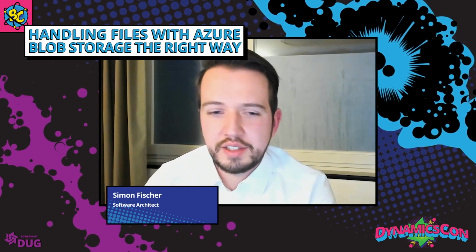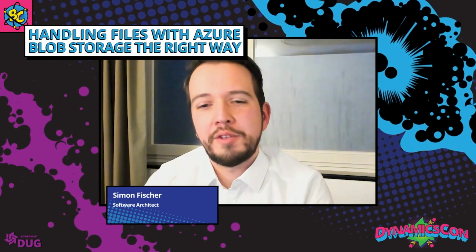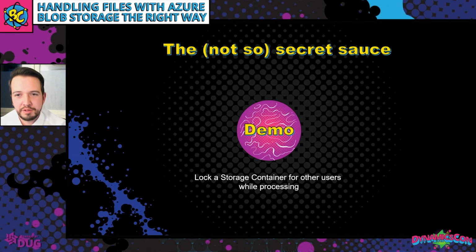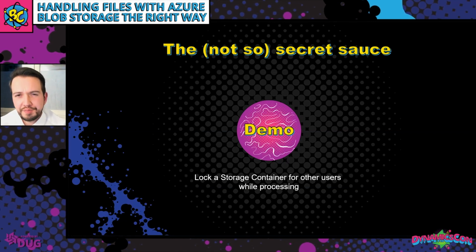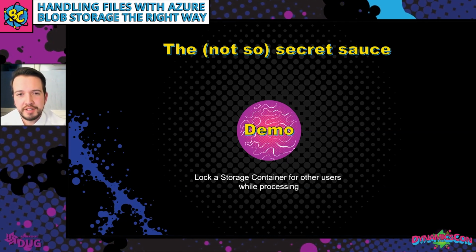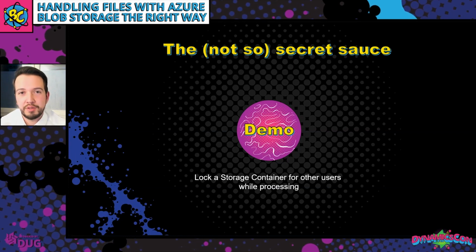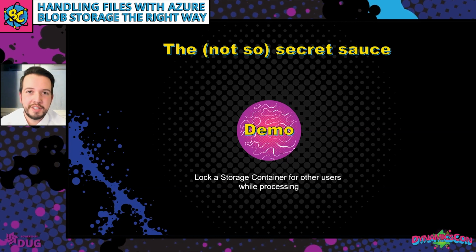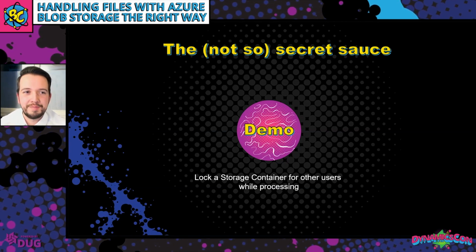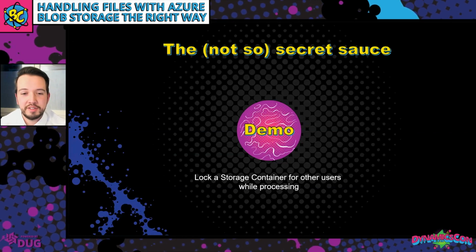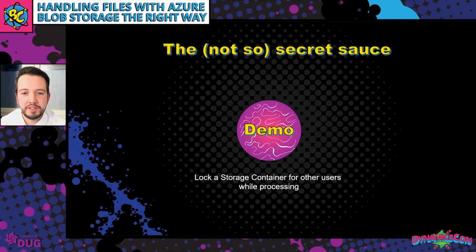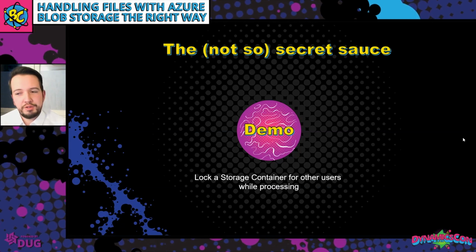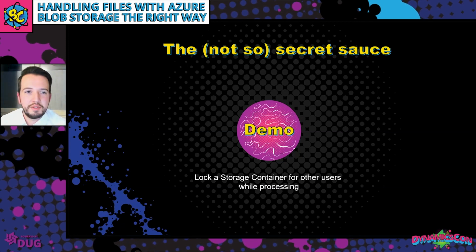So let's have a look at another example that is not just uploading and downloading, to give you an idea of the possibilities. Let's assume we have a long-running process, and during this process, we need to upload data to a storage container. And to avoid that other users, for example, delete the container while we are working on it, we want to lock it for other users.